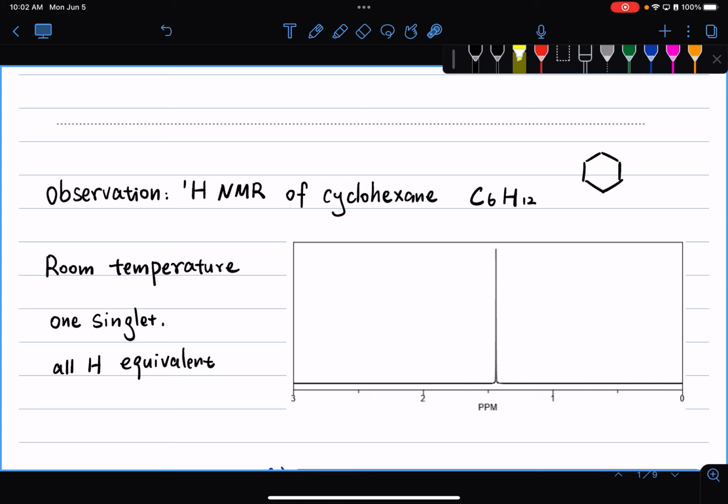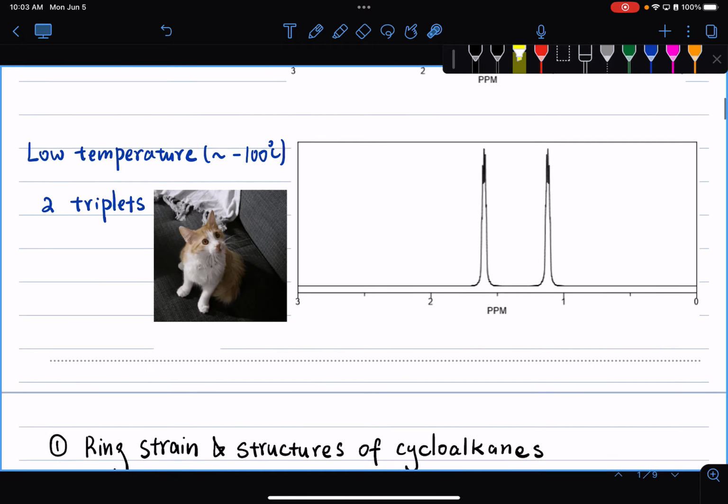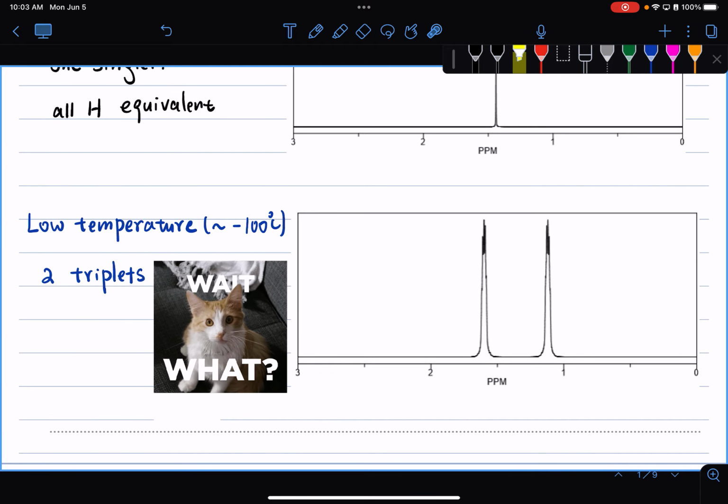Now, if we look at the proton NMR of cyclohexane, this is what it looks like at room temperature. It looks like just a ring structure. All your hydrogens are equivalent to each other. What's so special about cyclohexane? Now, if we keep going and look at what cyclohexane looks like at low temperature, then we notice some really weird things.